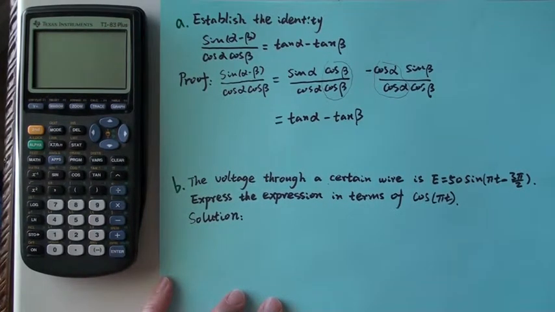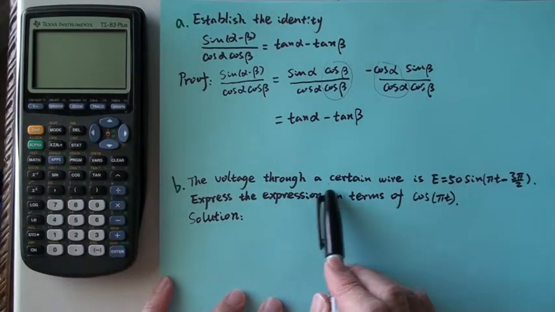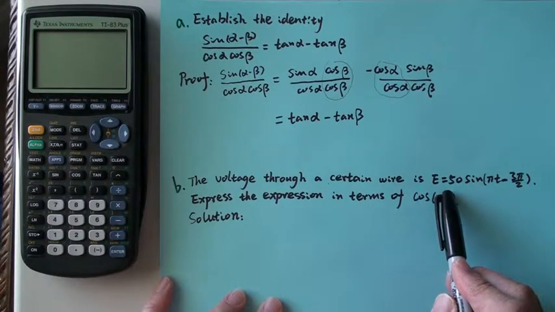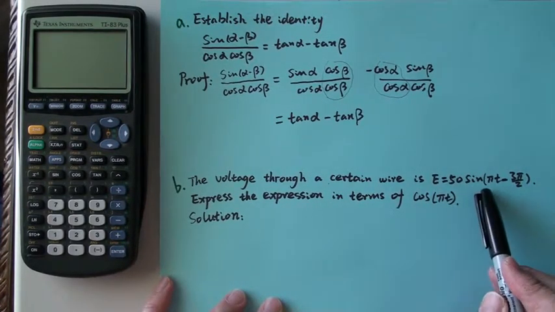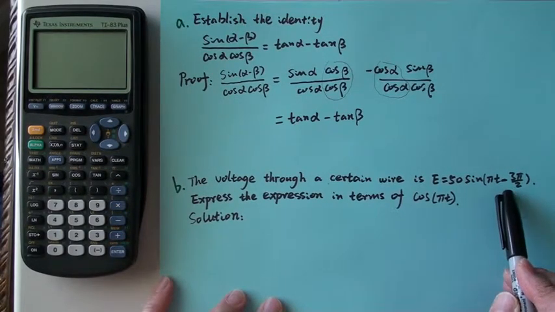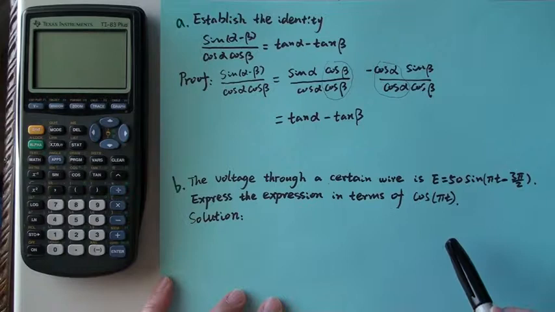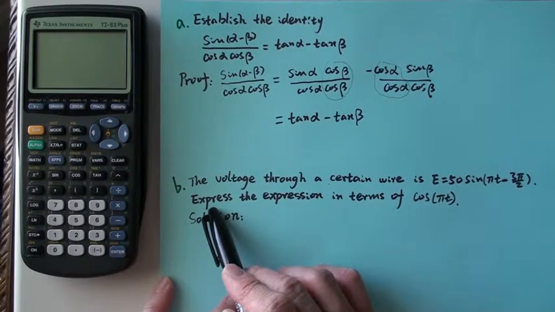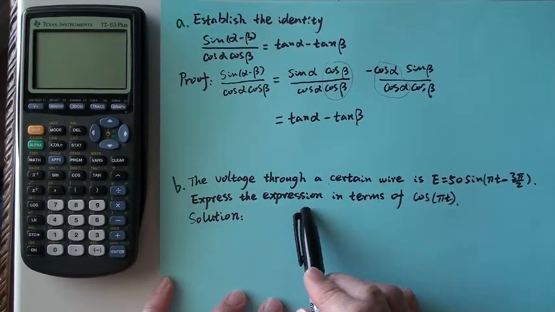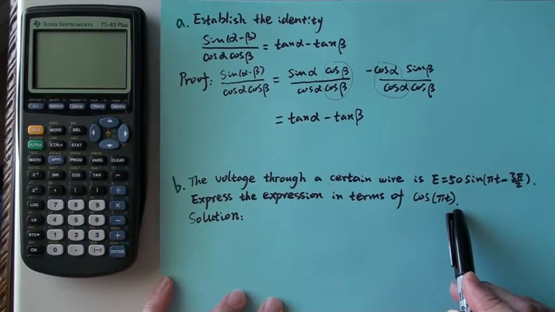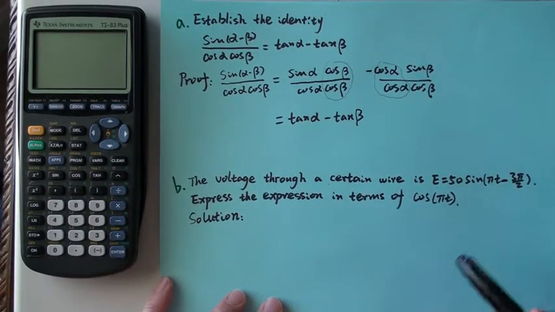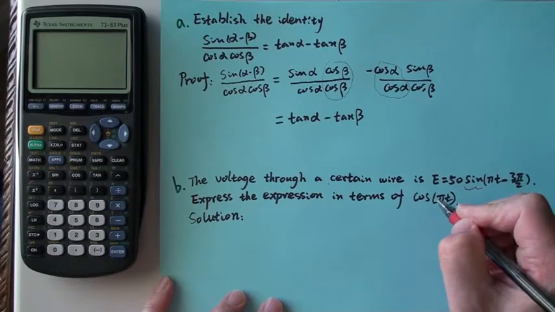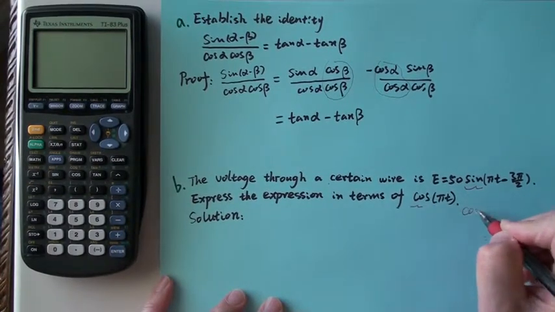Now, the second one is voltage through a certain wire. E equals 50 times sine of (pi t subtract 3 pi over 2). So here is what we want to do. This is given, and we want to express this in terms of cosine, because here it is in terms of sine. Here is sine, here is cosine, so we go to do cofunction.